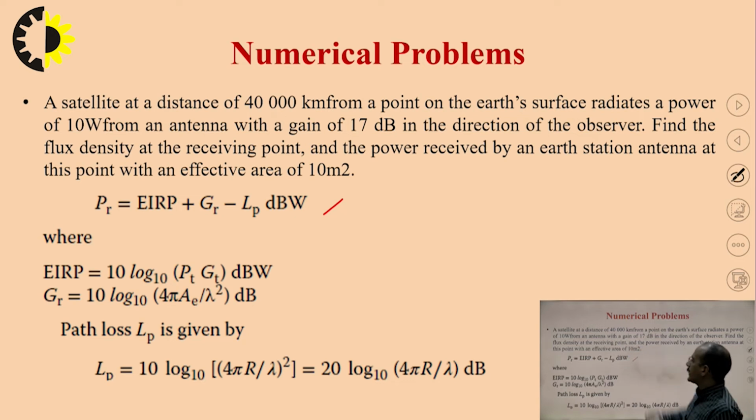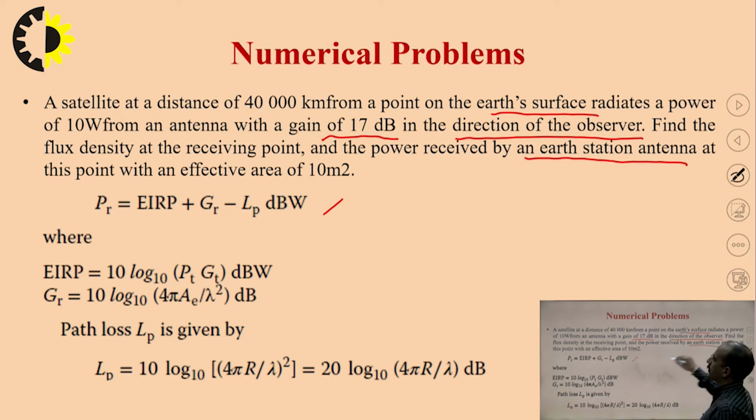A satellite at a distance of 40,000 km from a point on the Earth's surface radiates a power of 10 watt from an antenna with a gain of 17 dB in the direction of the observer. That is all about the direction of the observer, and the related point is 40,000 km from the Earth surface, and all other values are there. So find the flux density at the receiving point and the power received by an earth station antenna at this point with an effective area of 10 meters square. Which kind of formula are you going to use here?